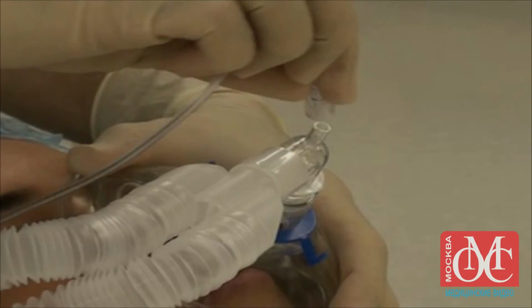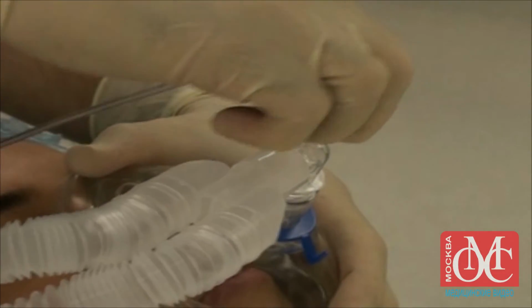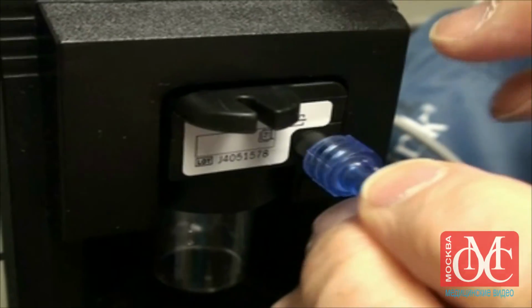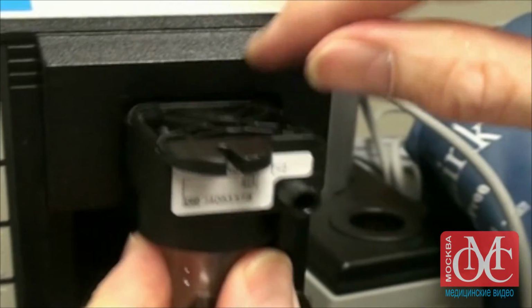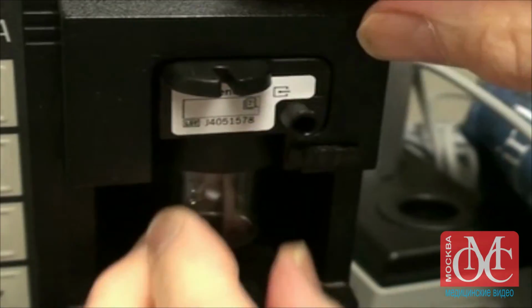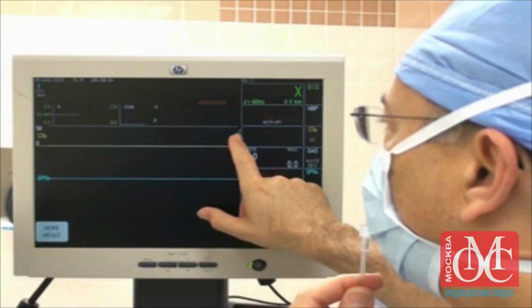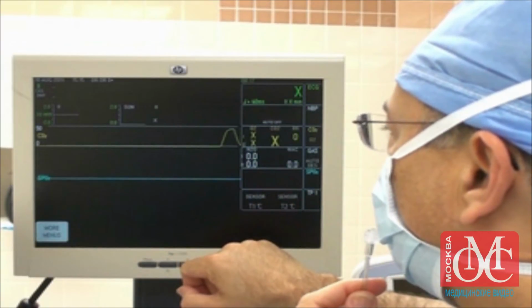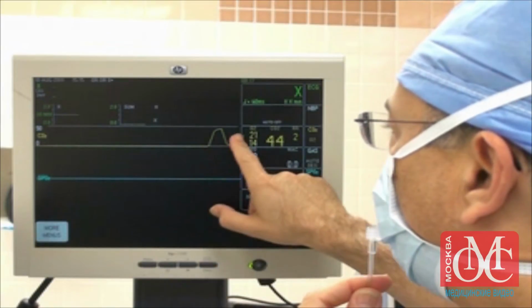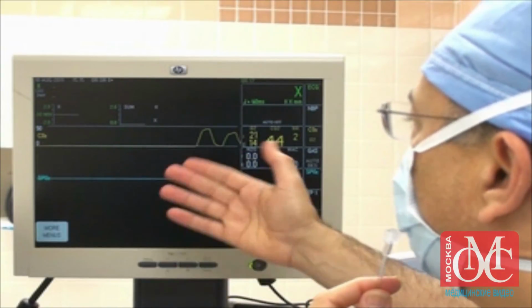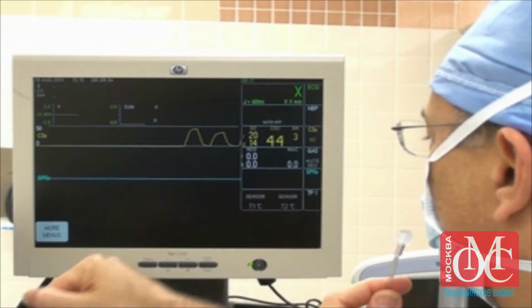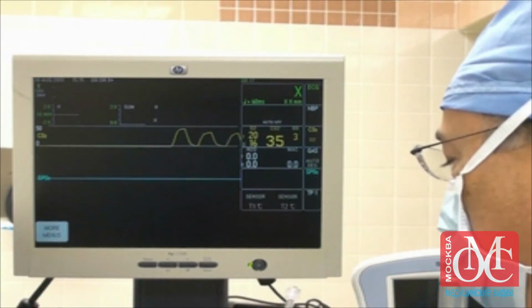Make sure that the sidestream sampling line is well connected to the circuit and to the water trap on the capnograph, and that the water trap is firmly attached to the capnograph. To quickly test the integrity of the sampling line and monitor, breathe into the sampling line. A waveform confirms proper sampling, although small leaks diluting the sampled gas may go unnoticed.